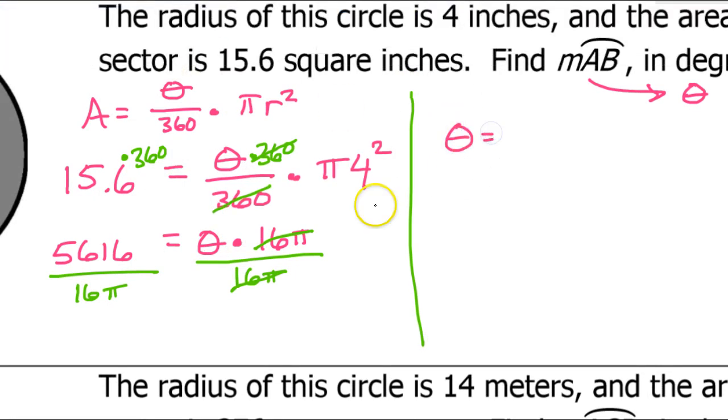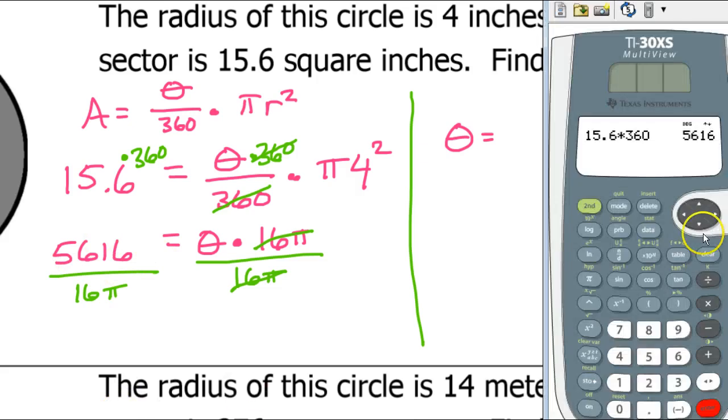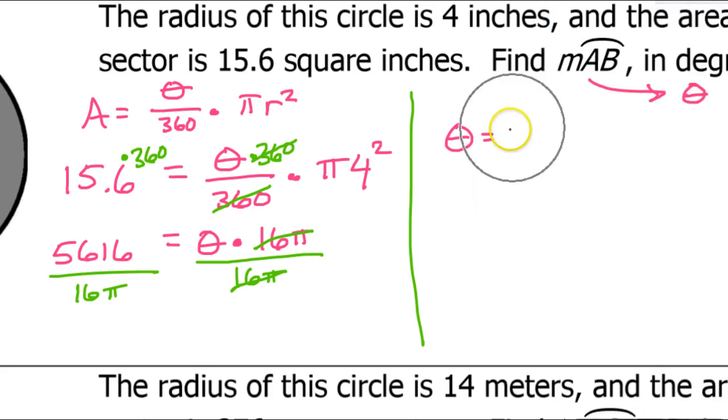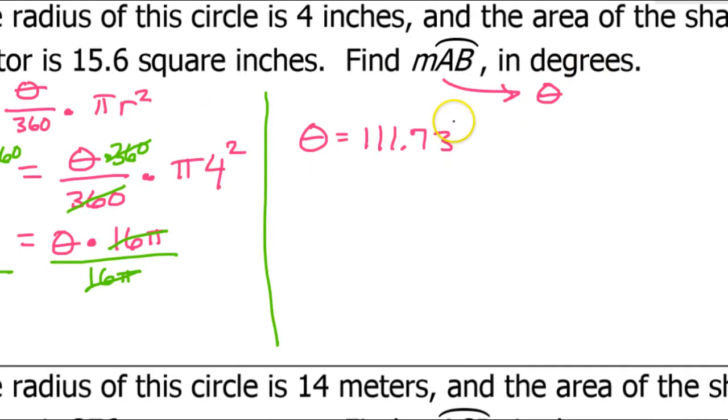So theta equals, just put all this in your calculator. I would recommend setting this up as a fraction using the n over d button. So 5,616 divided by 16 pi, like that. Okay, 111.73, got to round up. Okay, and this is inches. Actually, that's not relevant because theta, this is in degrees, like it says. So I'll just put degrees. So this is the final answer.